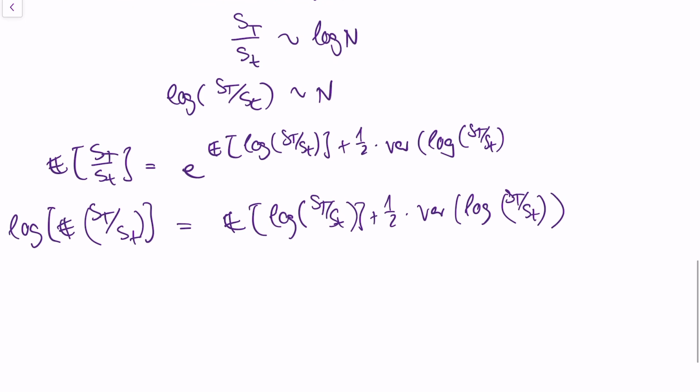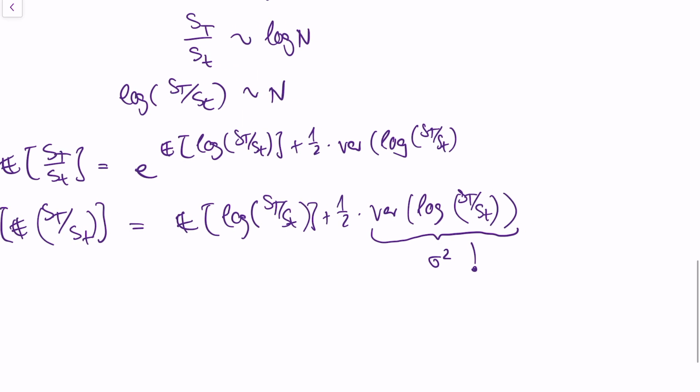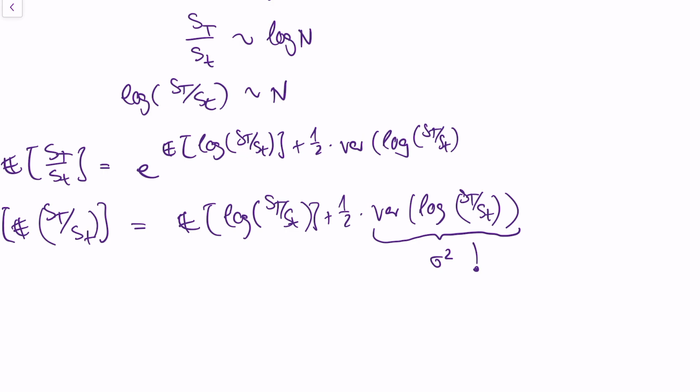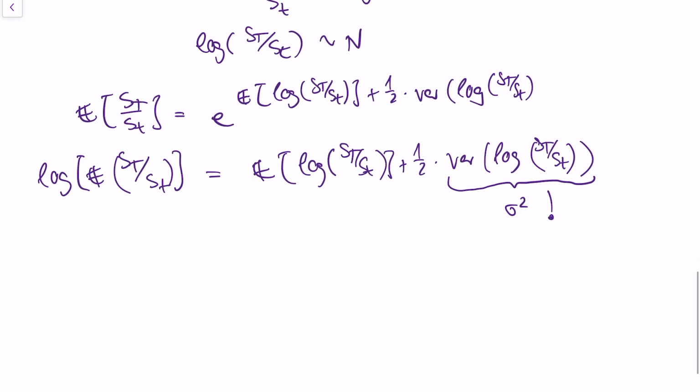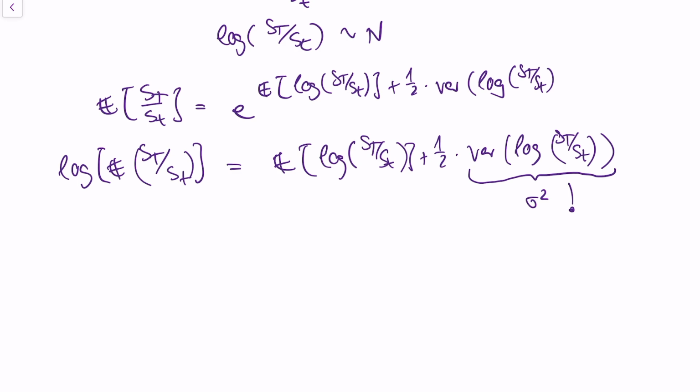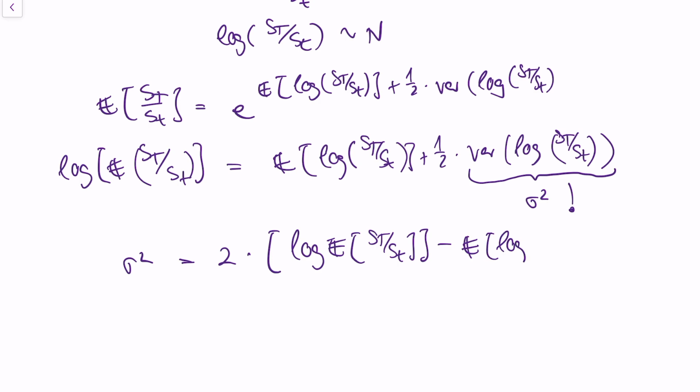Okay, so let's look at this. What actually is this? Well, this is the variance of the market. Why? Because log S_T divided by S_t is our normal random variable, and we take the variance of this. So if we want to get the variance of the market, I can just rearrange those terms and say, okay, the variance of the market is given by twice the log of the expected value of S_T divided by S_t minus the expected value of the log of S_T divided by S_t.